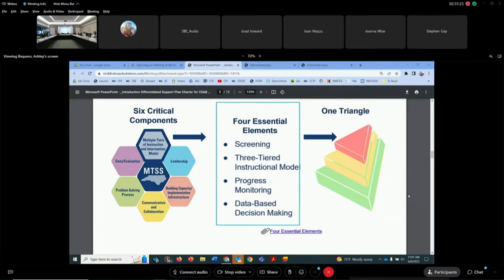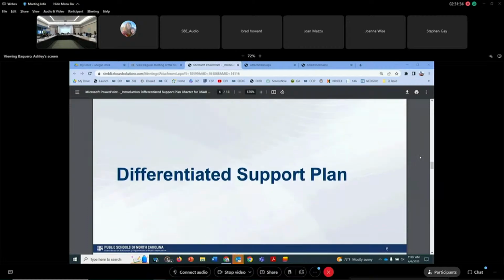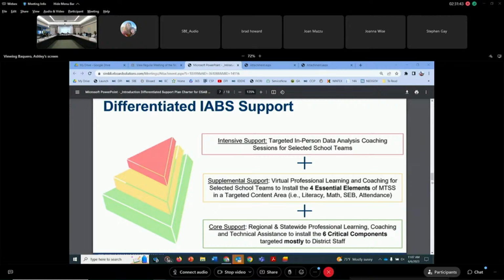So now that we know the what of the model that we are advocating for schools to use to meet these needs for each and every student, let's talk about how we as an IAPS team support and will be supporting schools in their implementation of MTSS. Next slide, please. So if we as a state team are committed to this multi-tiered model to support all students, we should be committed to providing our support to schools in a layered continuum.